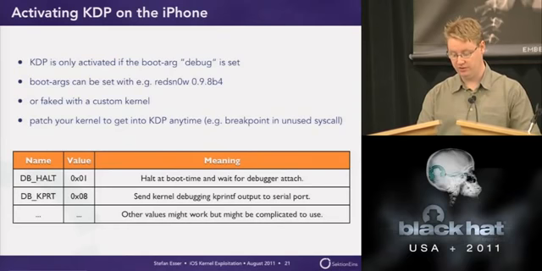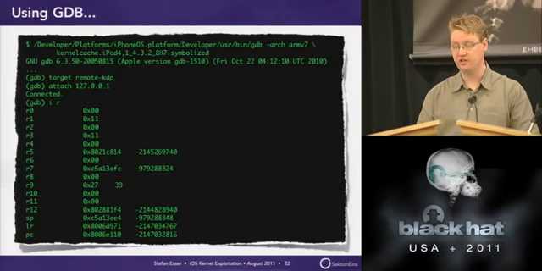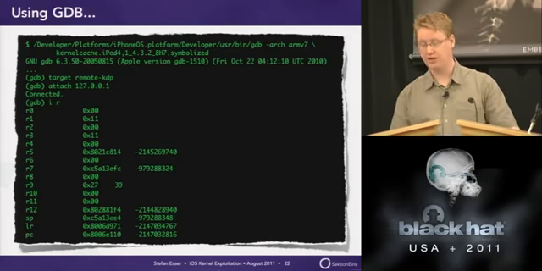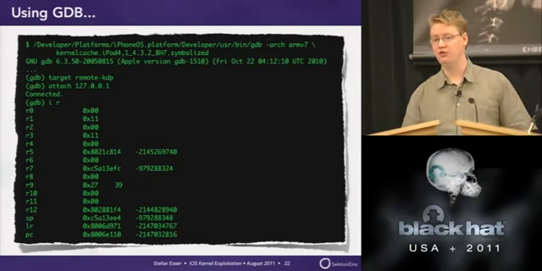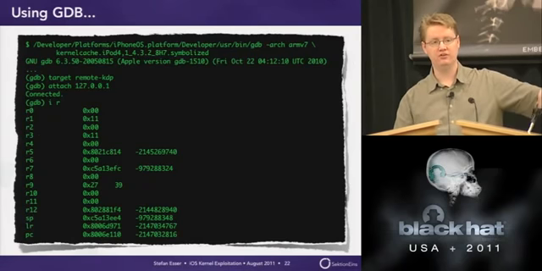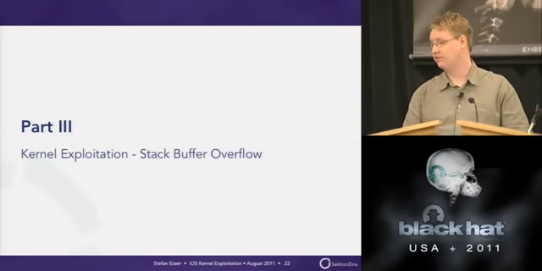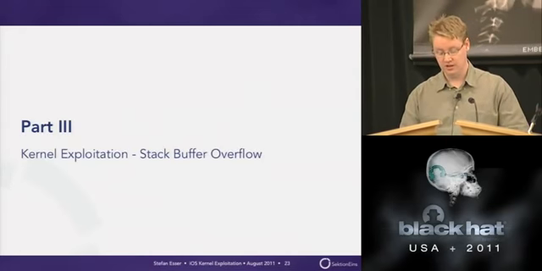Yeah, and once you have done that, you can just use GDB and connect to it using the KDP functionality. In this case, you attach to localhost because the proxy runs on localhost. Okay, so now you know how to use the kernel debugger. We will not think about it for the rest of the talk. So let's look into real exploitation.